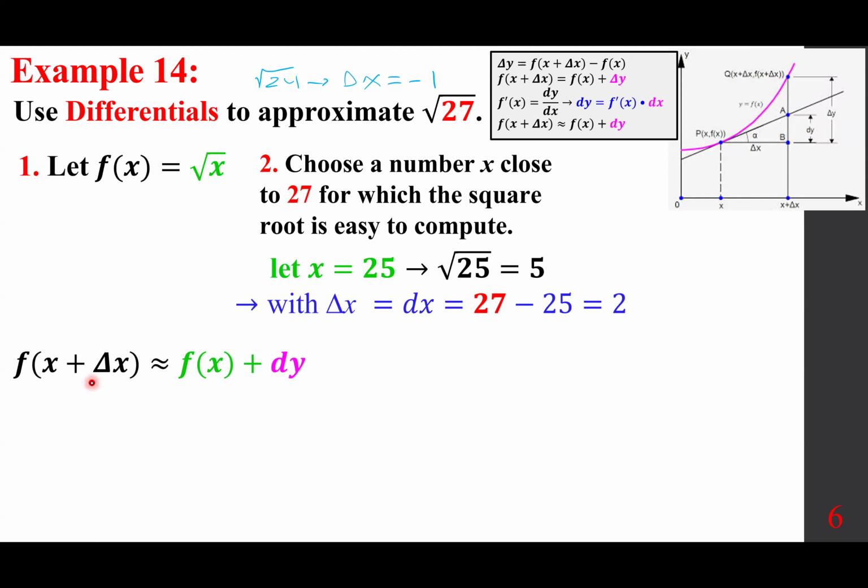So f of x plus delta x is f of x plus dy. We have f of x, but we don't have dy. We are going to find dy by first differentiating. To do so, we're going to write this as x to the power of 1/2.